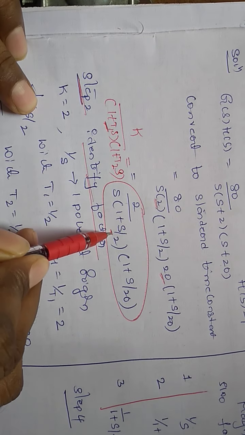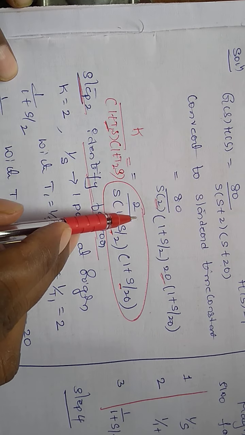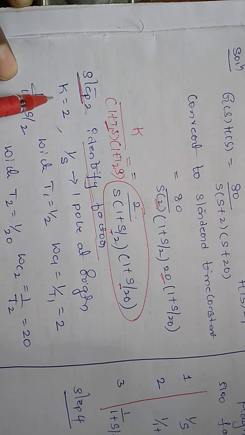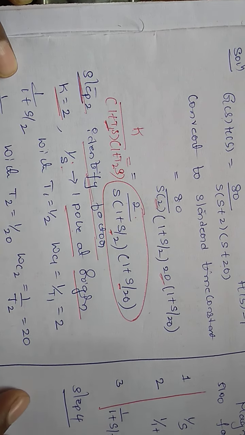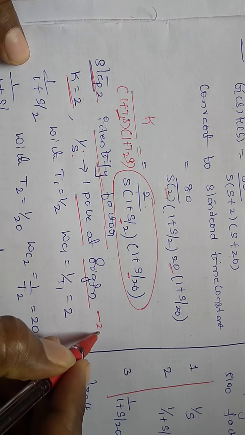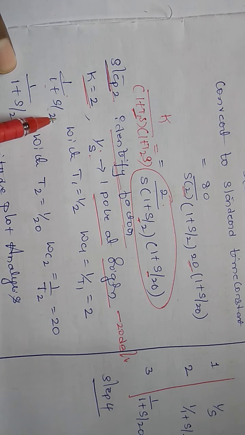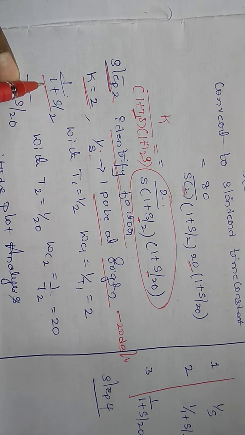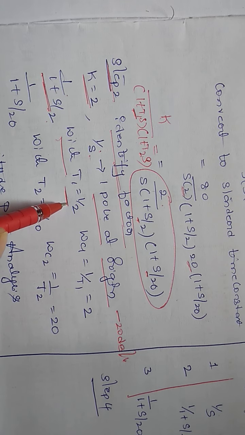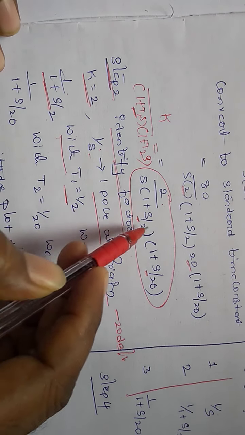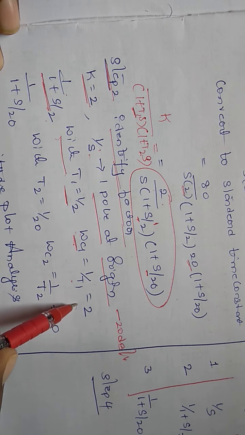Here the value of t1 is 1 by 2 and the value of t2 is 1 by 20. In the numerator, k is directly equal to 2, that is 1 by s, 1 pole at origin. That means the slope will start from minus 20 dB per decade. Then 1 over 1 plus s by 2. From this factor, if you compare with the standard time constant form, we will get t1 equal to 1 by 2. Clear? Then if you convert into frequency, omega equal to 1 by t1, so we will get 2.